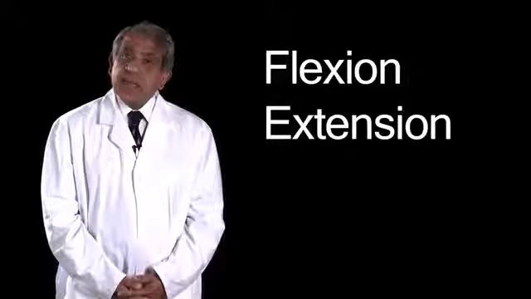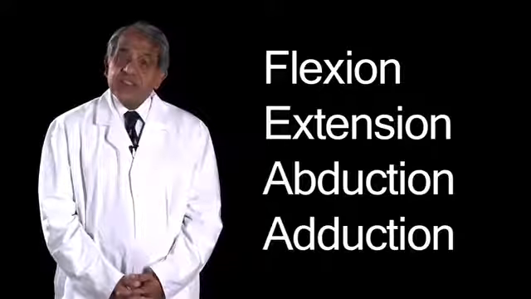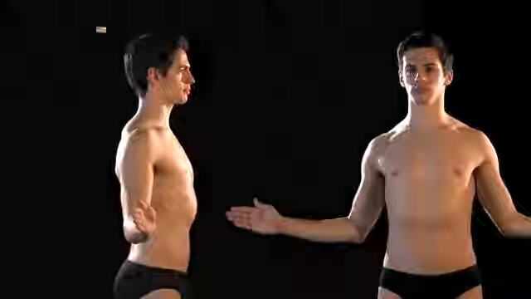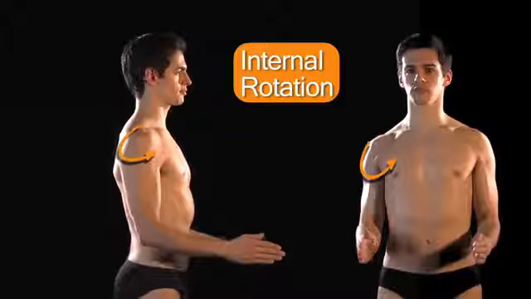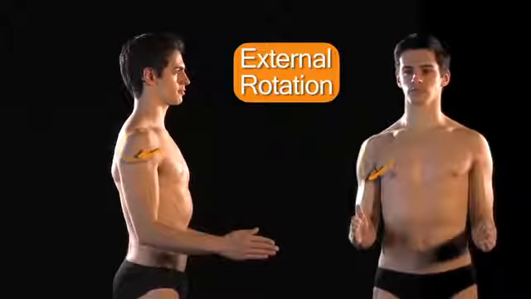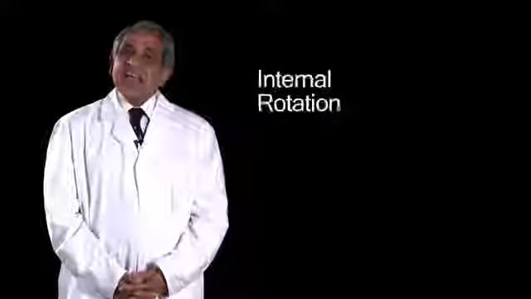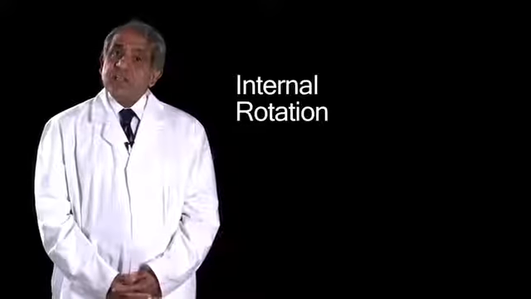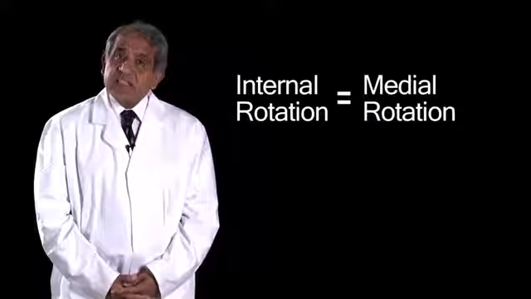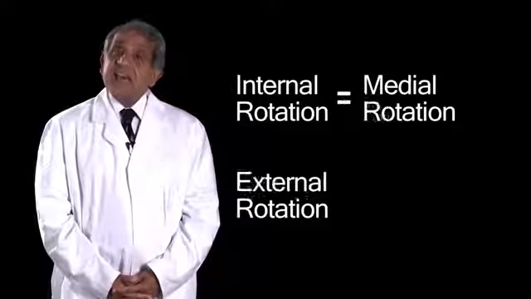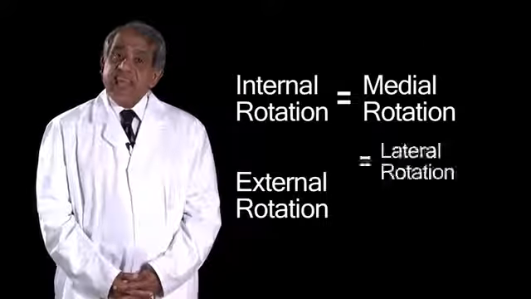The shoulder joint is so versatile that not only is it capable of flexion and extension and abduction and adduction, but it is also capable of so-called internal rotation and external rotation. Internal rotation is also known synonymously as medial rotation and external rotation as lateral rotation.